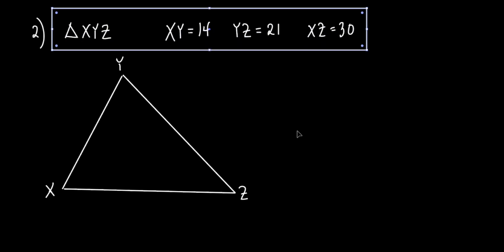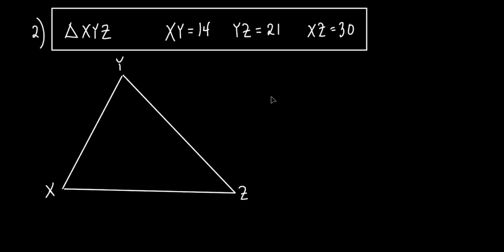They don't draw the picture for you. You have to draw your own picture. You don't really have to, it just makes it a little easier. And it's not hard to draw that picture, is it? Just draw a triangle. It says triangle XYZ, so you put an X, a Y, and a Z on there.